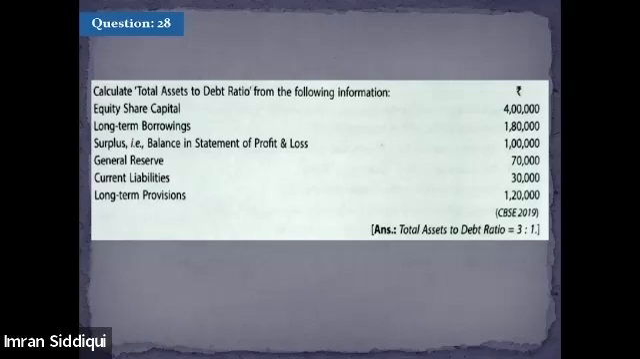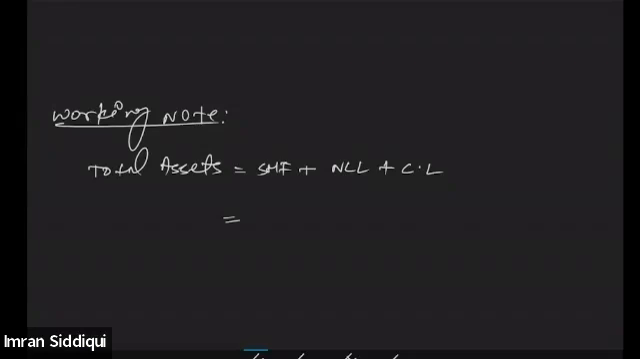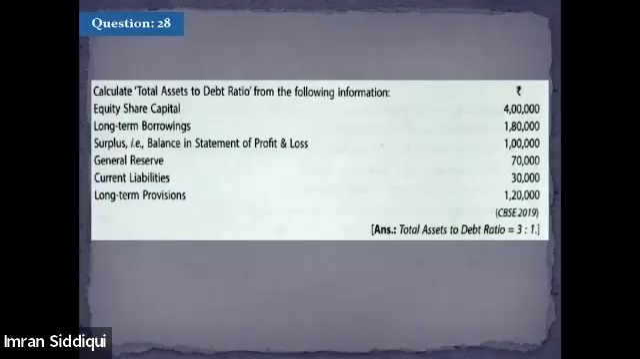All right. So the formula for finding out the total asset is shareholders fund plus the total debt, that is non-current liability plus the current liability. So we'll prepare the working note for finding out the total asset. Total asset equals shareholder fund plus non-current liability plus current liability. Shareholder fund is given in the question, not directly, but information is given for that purpose.